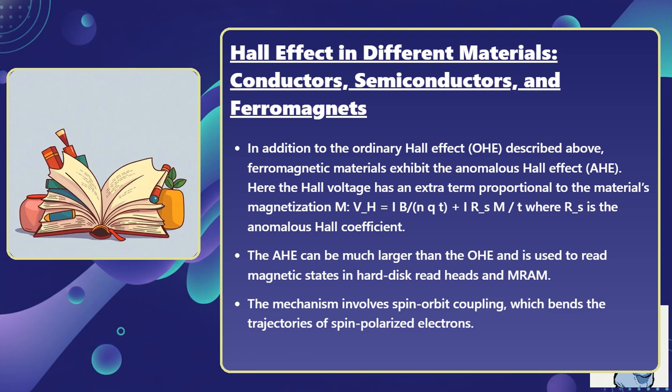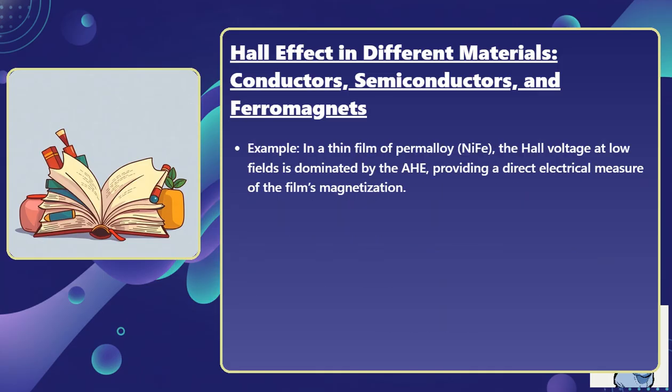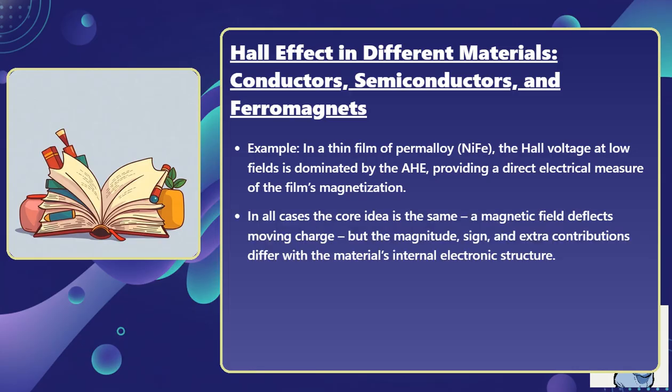The mechanism involves spin-orbit coupling, which bends the trajectories of spin-polarized electrons. Example: in a thin film of permalloy, nickel iron, the Hall voltage at low fields is dominated by the anomalous Hall effect, providing a direct electrical measure of the film's magnetization. In all cases, the core idea is the same. A magnetic field deflects moving charge, but the magnitude, sign, and extra contributions differ with the material's internal electronic structure.